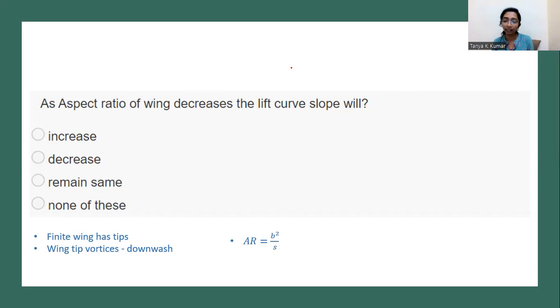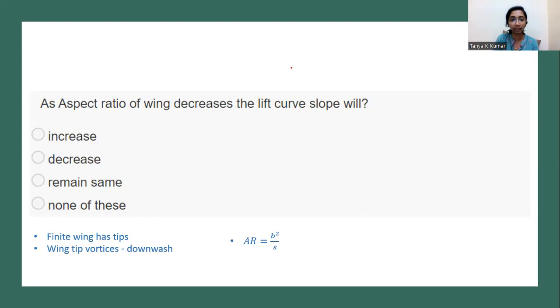And for a 3D wing, that is a finite wing, the difference between those two is that you have tips. Now what happens because of these tips is that the flow from below the wing tries to come above the wing, and you have wingtip vortices generated. And when you have wingtip vortices generated, there tends to be a downward component of velocity that acts on the upper surface of the wing. This is called downwash. Again, something that's discussed in both aircraft performance and the first week of this course.